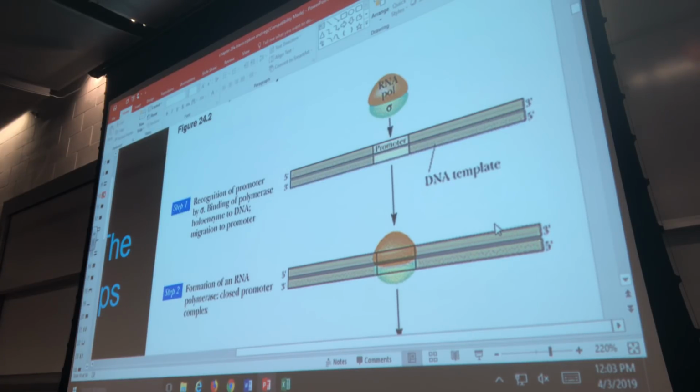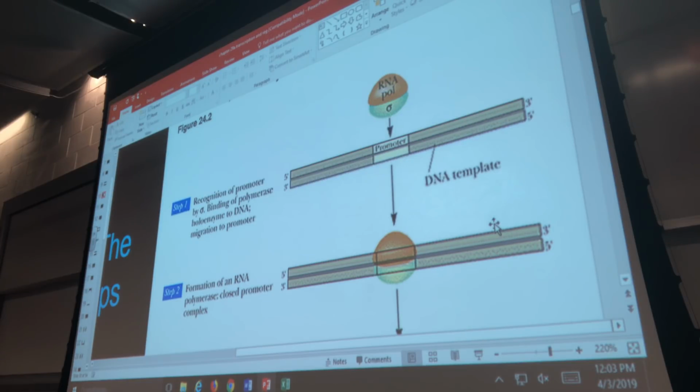All right, we're going to get started. Last time we started covering the mechanisms of transcription. We learned about consensus sequences and why those were important in regulating transcription. We learned about the first step of transcription, which is initiation.